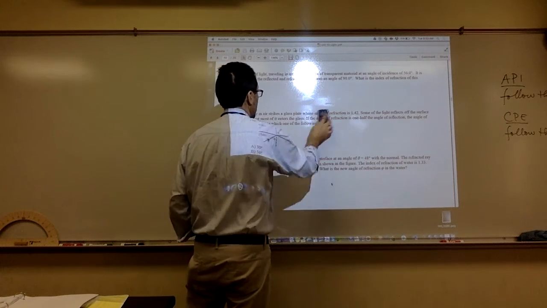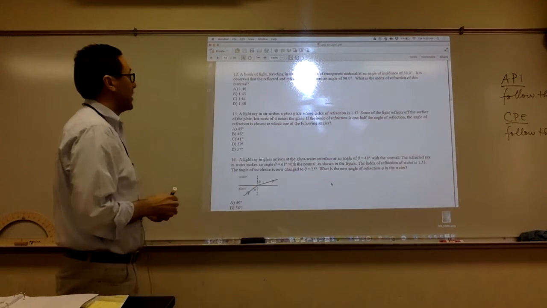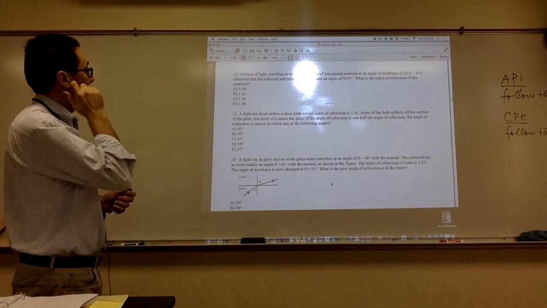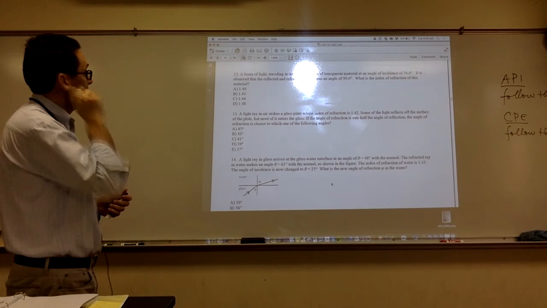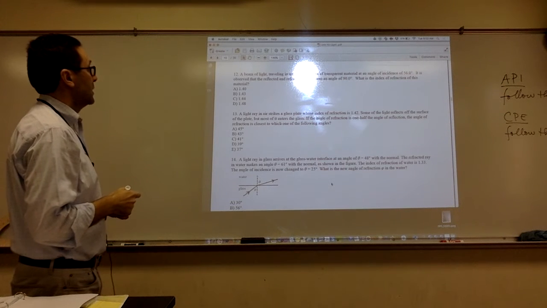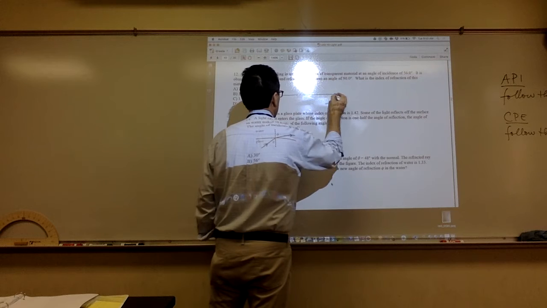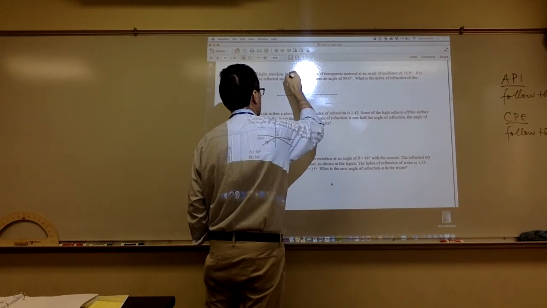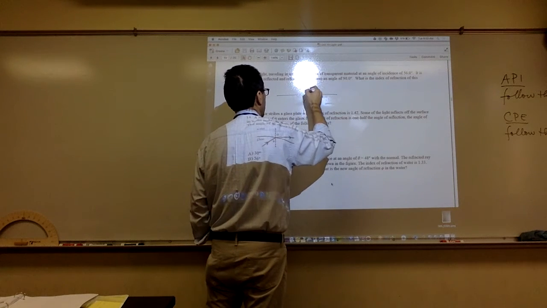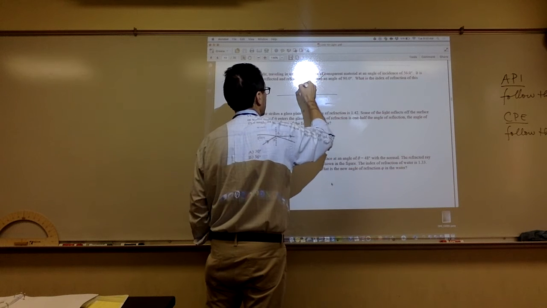Okay, let's look at number 12. A beam of light traveling in air strikes a plate of transparent material at an angle of 56. It's observed that the reflected and refracted beams form a 90-degree angle. So let's try that. It looks like this. Coming in with 56, I'm going to reflect with 56. You're always going to have some reflection.